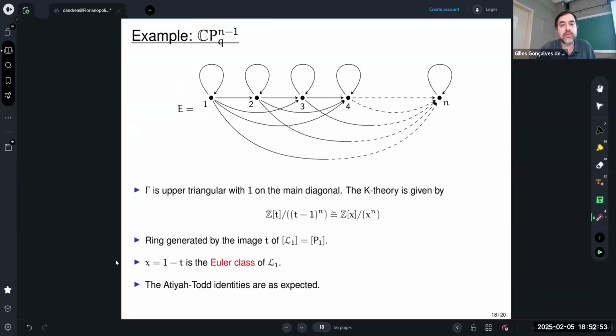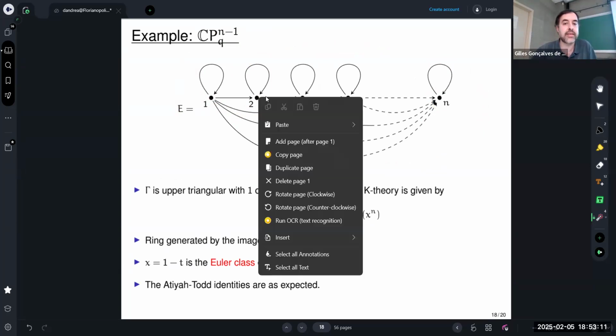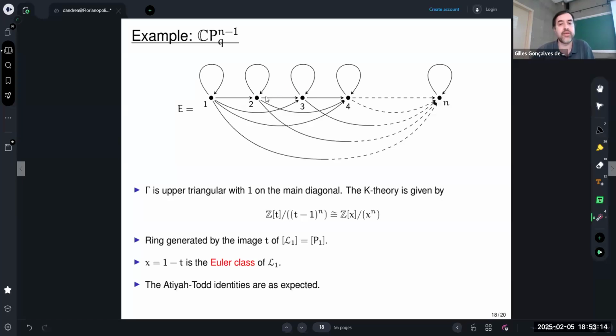Next example, the quantum projective spaces of Vaksman-Soibelman of dimension n minus 1. We saw this graph when n was equal to 2, with only 2 vertices. Now this is the general graph. From each vertex you have an arrow connecting it to each vertex which is on the right, plus you have loops. The adjacency matrix is upper triangular with 1 on the main diagonal. It is invertible, and you check that also gamma tilde is invertible, but this is not trivial. There is some combinatorics to show that gamma tilde is invertible.